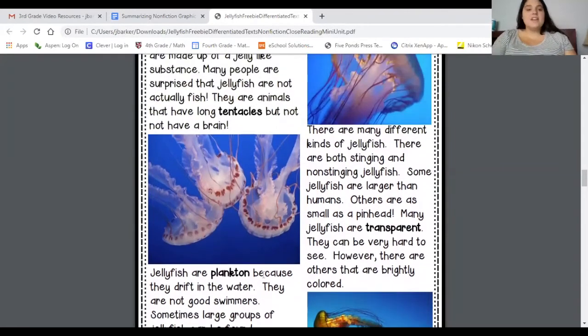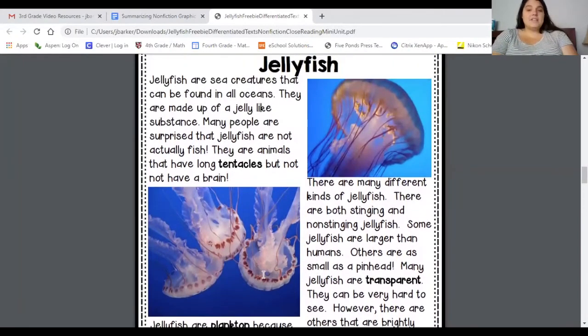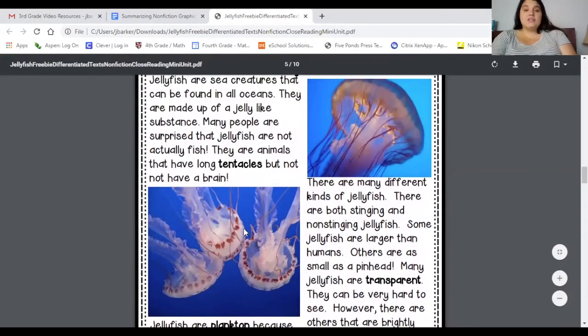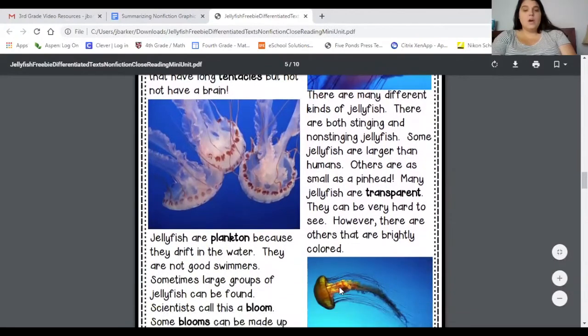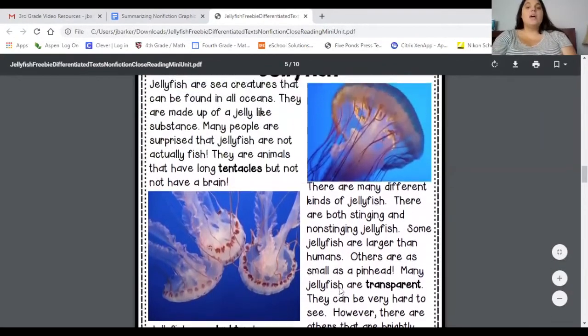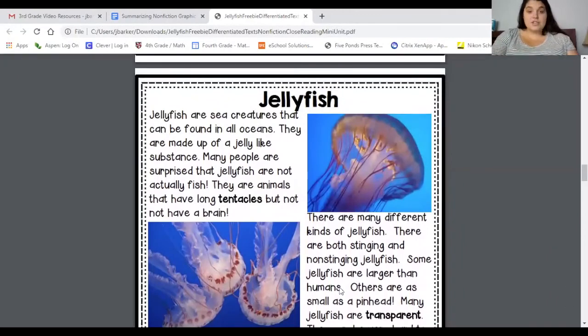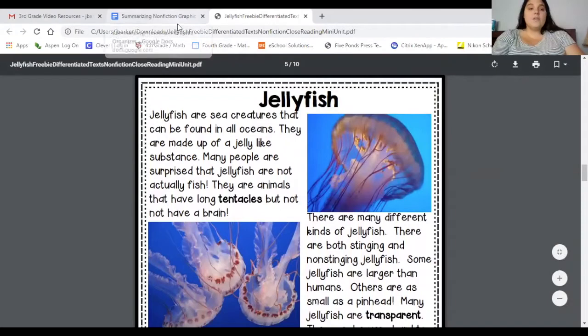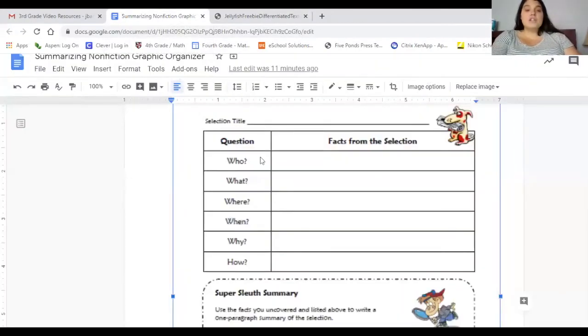Okay, so this is a very short one-page passage, and it gives a lot of good information. It also has great pictures so you can see what jellyfish look like. So this is nonfiction because it's true. It's factual information about jellyfish. So let's go back to our graphic organizer, and we're going to talk about who, what, where, when, why, and how. So I'm actually going to pull up a document that we can work on together.